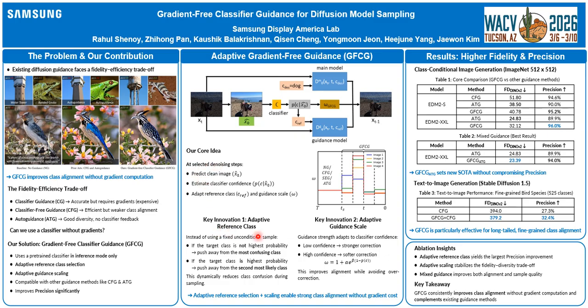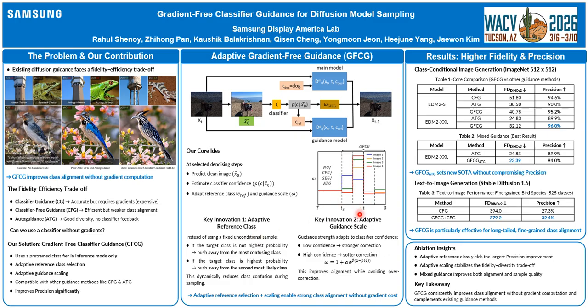The first innovation is adaptive reference class selection. Instead of using a fixed unconditional reference sample like in classifier-free guidance, we dynamically select a reference class that represents the most confusing alternative. Specifically, if the desired class is not the highest probability prediction, we push the sample away from the most likely incorrect class. If the desired class is already the highest probability, we instead push away from the second most likely class. This adaptive mechanism reduces class confusion during the diffusion sampling process.